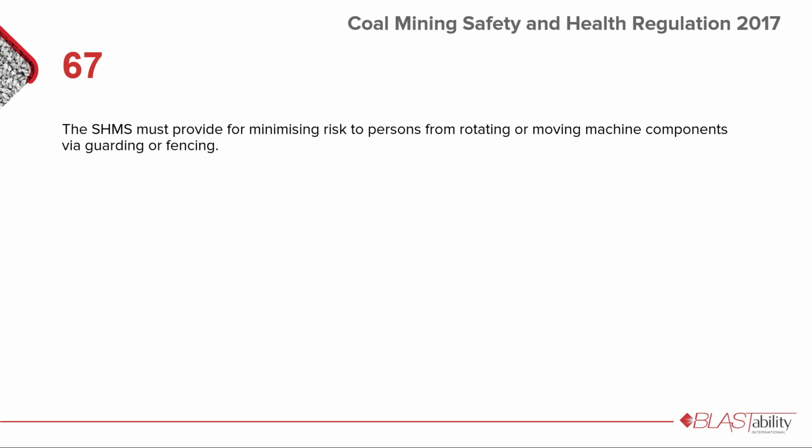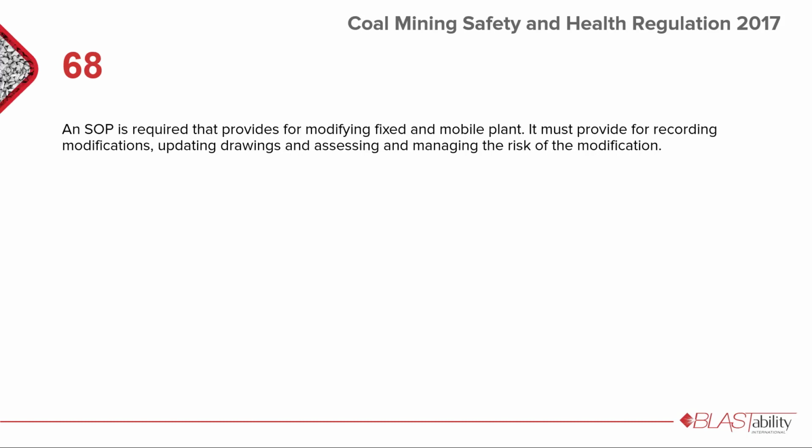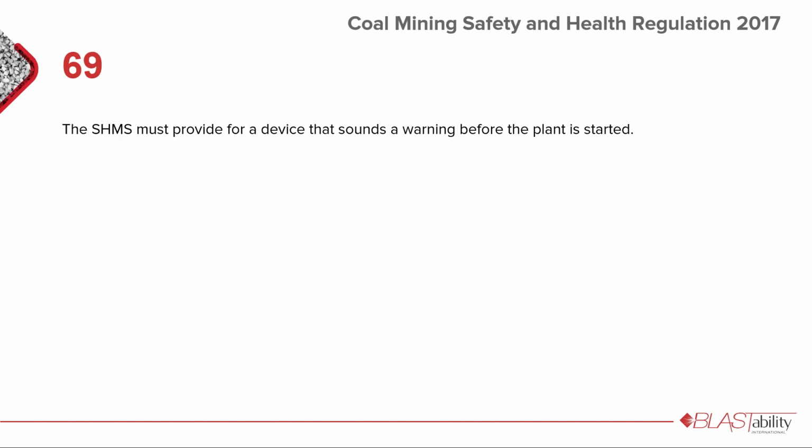67. The SHMS must provide for minimizing risk to persons from rotating or moving machine components via guarding or fencing. 68. An SOP is required that provides for modifying fixed and mobile plant. It must provide for recording modifications, updated drawings, and assessing and managing the risk of the modification. 69. The SHMS must provide for a device that sounds a warning before the plant is started.